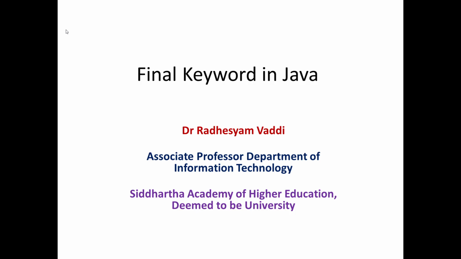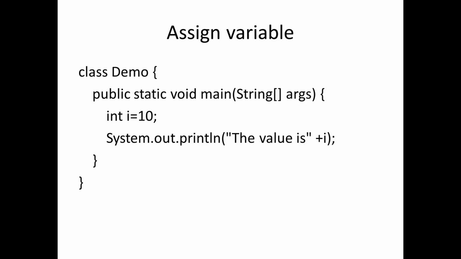Hello all. In this video, we would like to discuss the importance of the final keyword in Java. Suppose we consider a standard program in Java with a class called Demo, and this is the main. I have declared a variable called i, which is assigned a value of 10. I am just printing the i value.